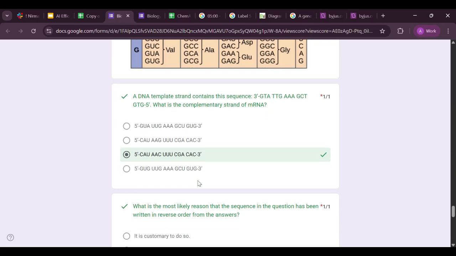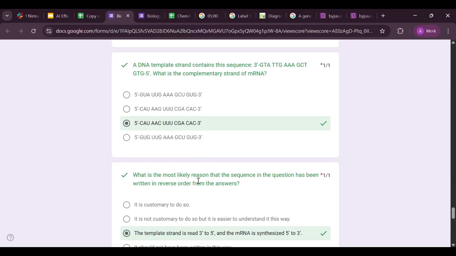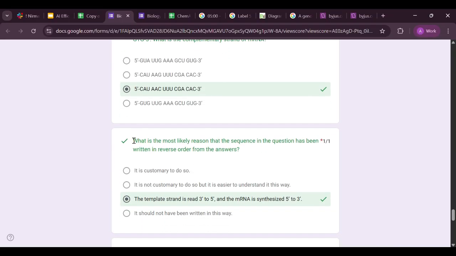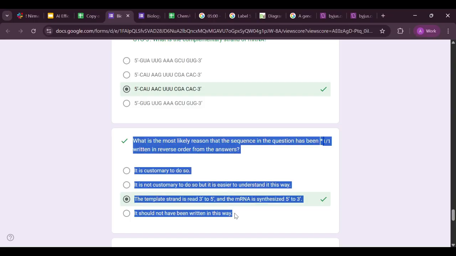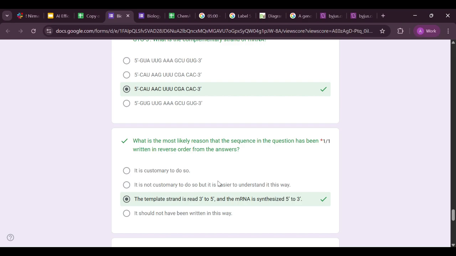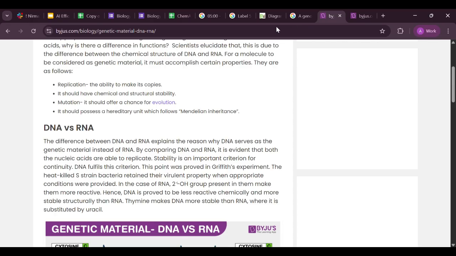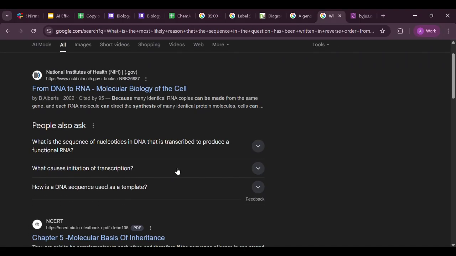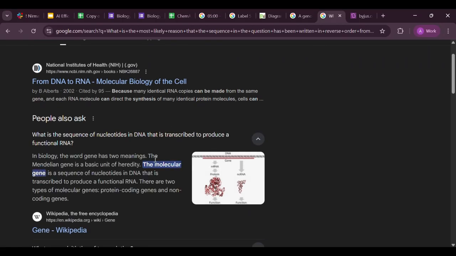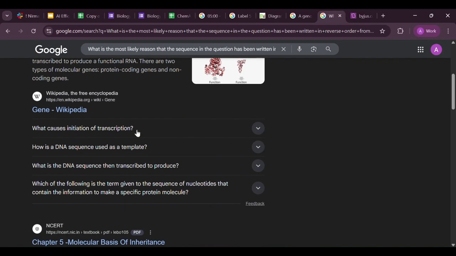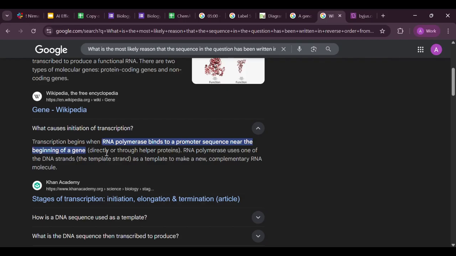It is correct. Okay, what is the most likely reason that the sequence in the question has been written in the reverse order from the answer? However, I have got the correct answer, but let's check with Google as well. The sequence is transcribed, there are two types of... No, it is not giving the correct answer.